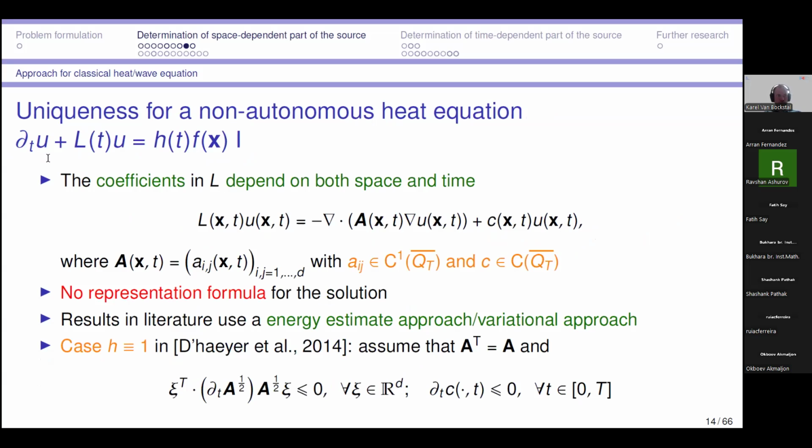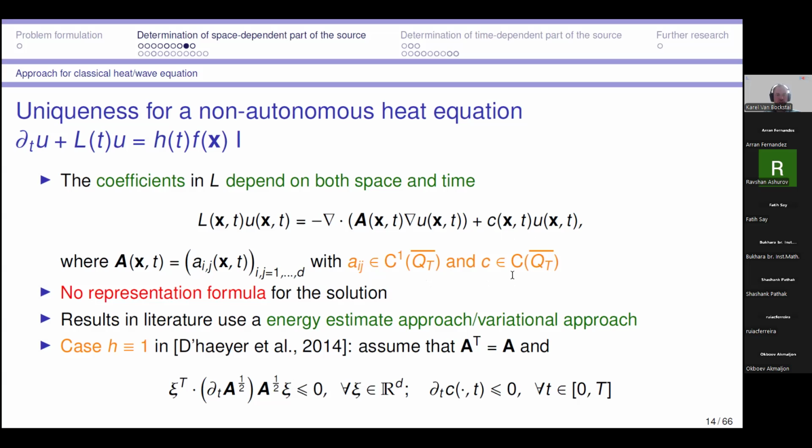Okay, so now let me focus on the operator L, where the coefficients in L depend on both the space and time variables, so A(x,t) and c(x,t). Let us assume that the elements a_ij are C^1 on the closure of Q_T, and that c is continuous on the closure of Q_T. So we have no representation formula.